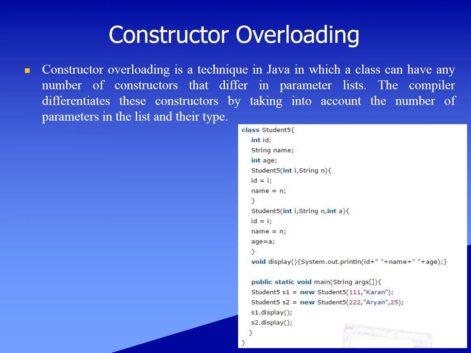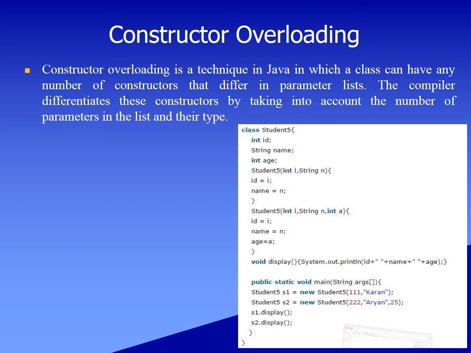Constructor overloading is a technique in Java in which a class can have any number of constructors that differ in parameter list. The compiler differentiates these constructors by taking into account the number of parameters in the list and their types. That means if you use the same constructor name, you can use it in different ways by using different parameters. The compiler will recognize which constructor to run by their parameters only.